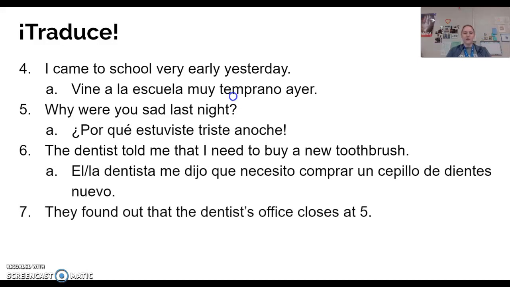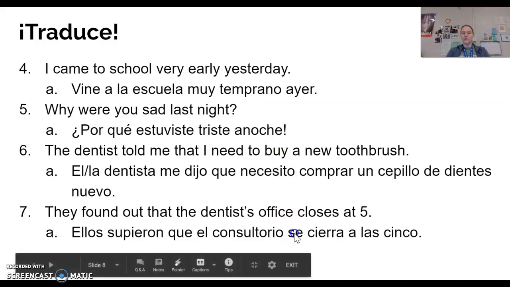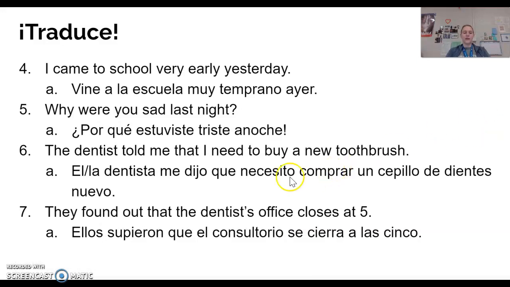Okay. They found out the dentist's office closes at 5. Ellos supieron que el consultorio se cierra a las 5. So make sure you include your se, because the dentist's office can't actually close anything. And so this is that passive. It does close. Okay, number 8. Oh, nope, that's all I have.